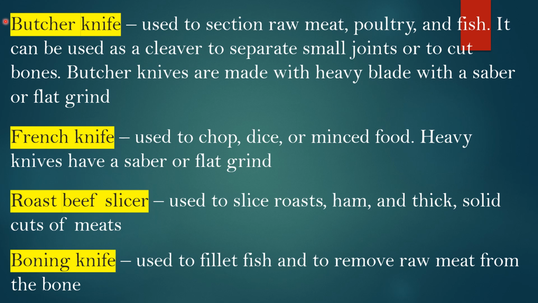Ano dyan is yung ating butcher knife. Okay, this is used to section raw meat, poultry, and fish. It can be used as a cleaver to separate small joints or to cut bones. Butcher knives are made with a heavy blade with a saber or flat grind.